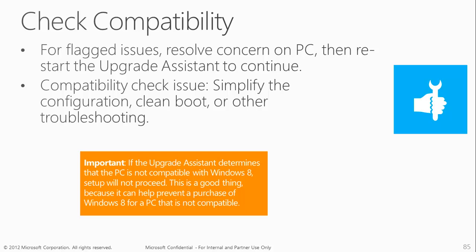And then there's other troubleshooting that you can use to remove potential problem software from the PC. If the upgrade assistant determines that the PC is not compatible with Windows 8, setup is not going to continue. This is a good thing, though, as it's going to prevent a purchase of Windows 8 for a PC that's not actually compatible with Windows 8.